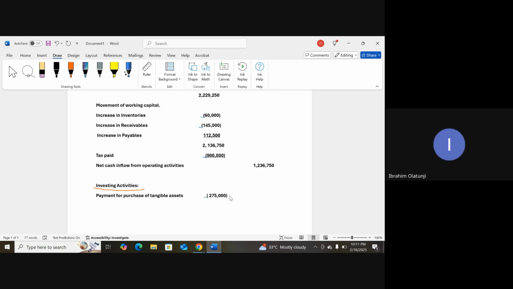Then what other thing did I mention when I was explaining investing activities? I mentioned whether there's a dividend received or if there is an acquisition of shares.